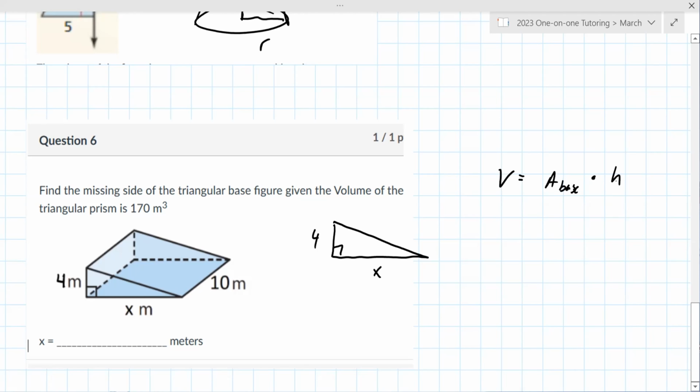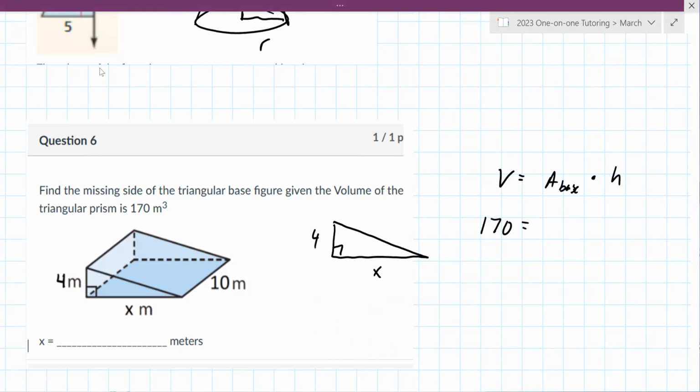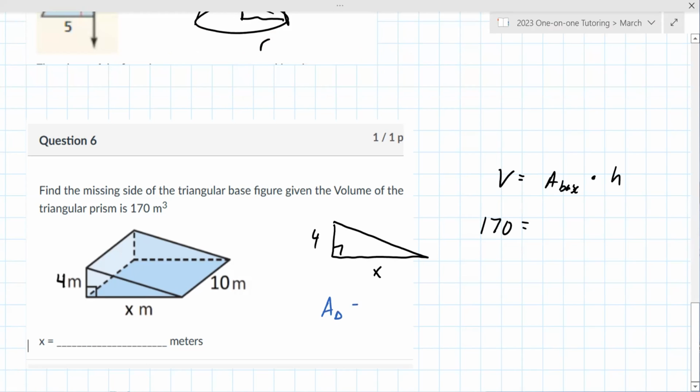Do they give you the volume in this problem? Yes, 170. The area of the base, the area of this triangle is 1/2 base times height. That's x, the base is x, the height is 4. Is that clear? Wait, re-say that. Okay, let's start again here. So just focus on the triangle. I'll switch colors here, that might also help. The area of a triangle is 1/2 base times height, but it's a different base than what we're talking about over here on the right.